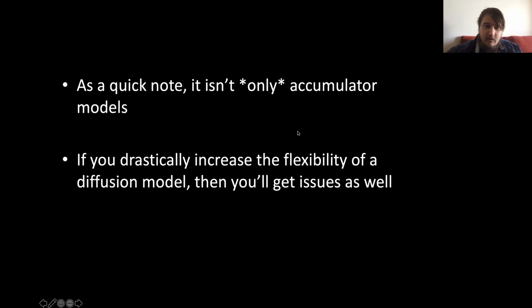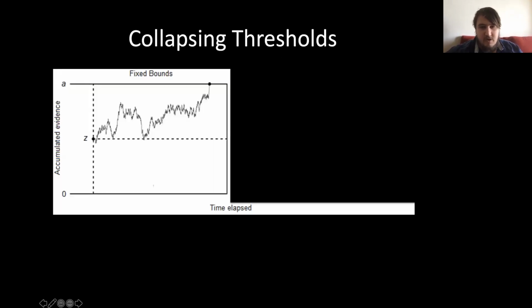So as a very quick note, I'm sure this will start a fight, but it isn't only accumulator models that have problems. If you drastically increase the flexibility of a diffusion model, you'll also get issues. There'll be different issues, but you'll get issues. So one example is collapsing thresholds models.